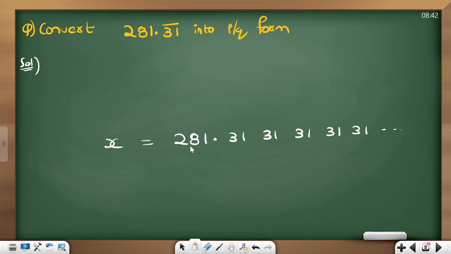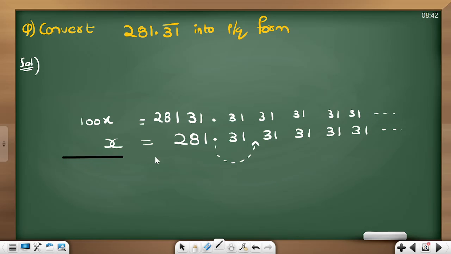281.3131313131 and so on. If I multiply with 10, no. If I multiply with 100, yes. So 100x is equal to 281. If you multiply with 100, the decimal will go 2 places ahead. So it is going to become 281.31313131 and so on, right? So now you can easily subtract this.